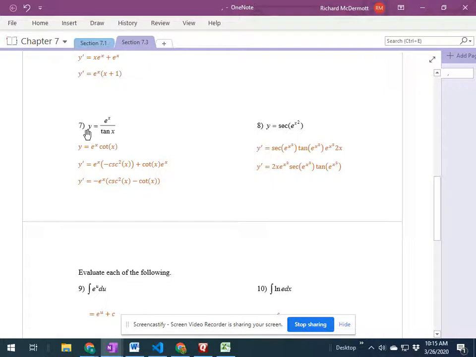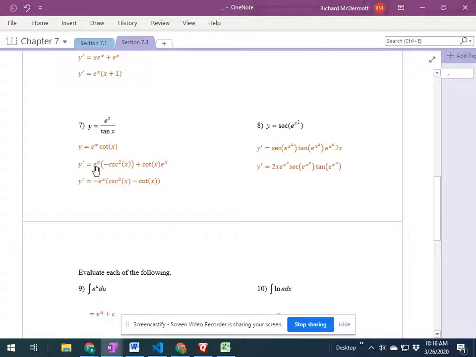So instead of doing the quotient rule here, why not say that 1 over tangent x is cotangent x? And that will give us the product rule. The advantage here is that this results in a lot less simplification. So here we're just rewriting this. We're not doing any calculus, so no y prime on here. This is just y equals e to the x cotangent x.